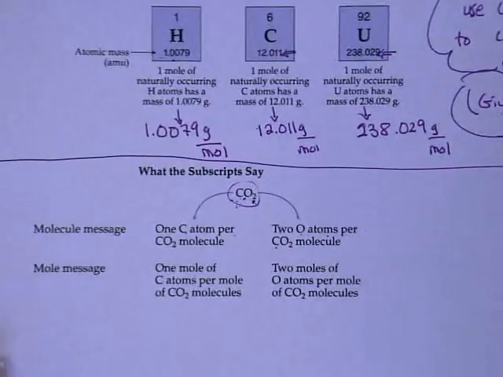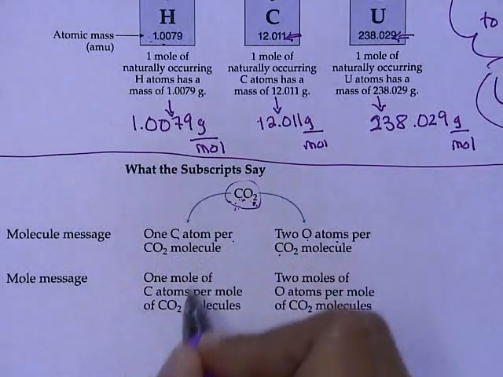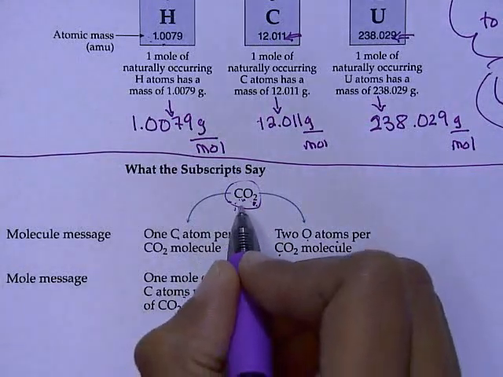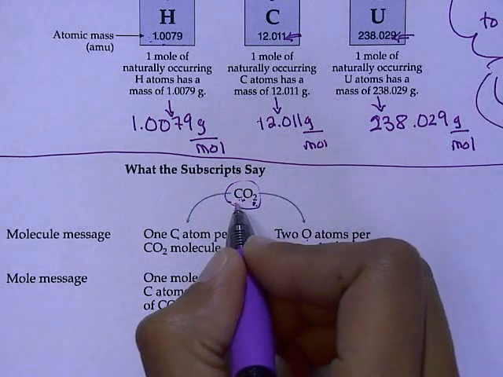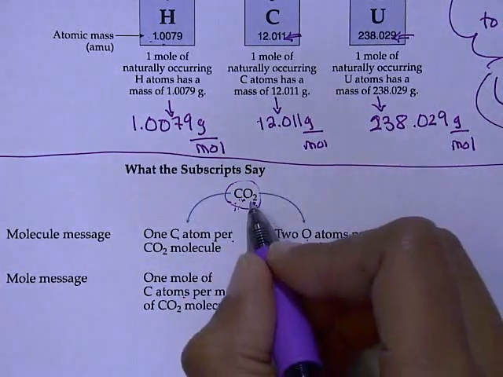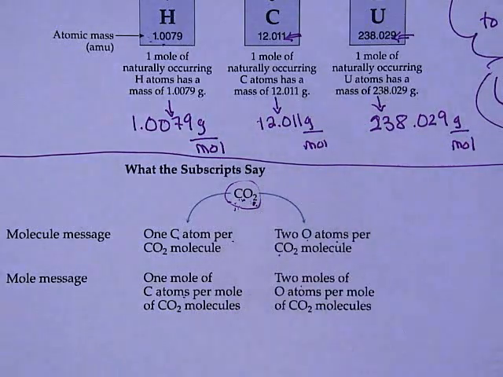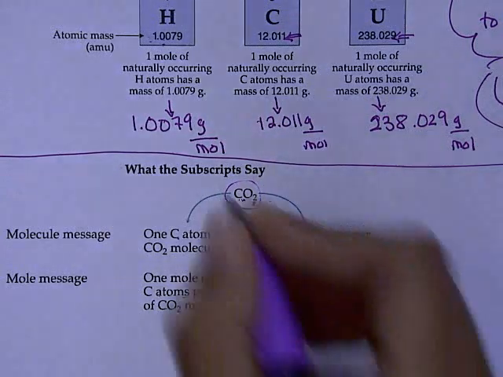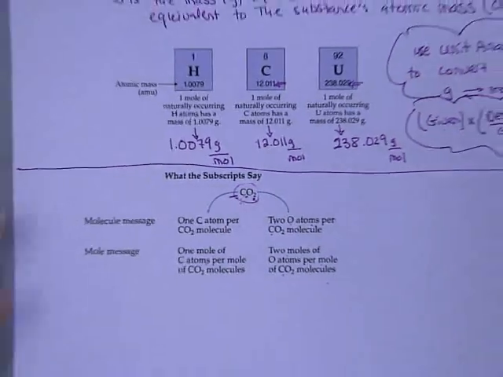Now the mole message says you have, in a CO2 molecule, 1 mole of carbon atoms per 1 mole of CO2 molecules. How do I know it's 1? Because there's no subscript, right? And for oxygen, our message is 2 moles of oxygen per 1 mole of CO2 molecule. How do I know it's 1 mole of CO2 molecule? Again, because there's no number in front of it.